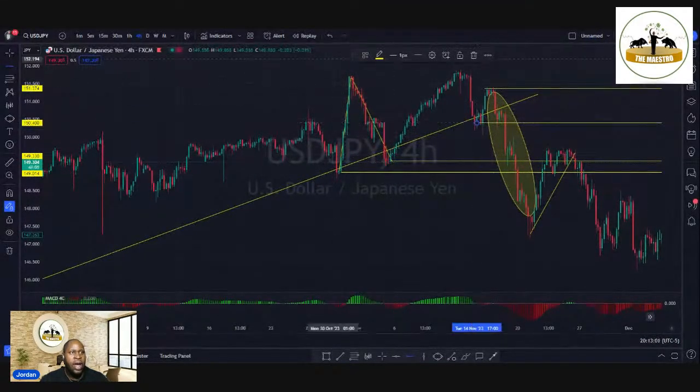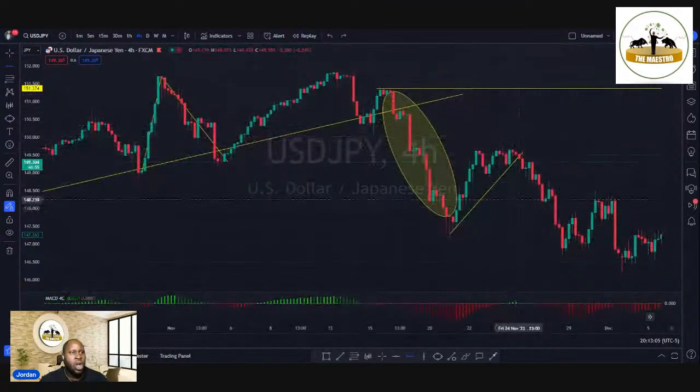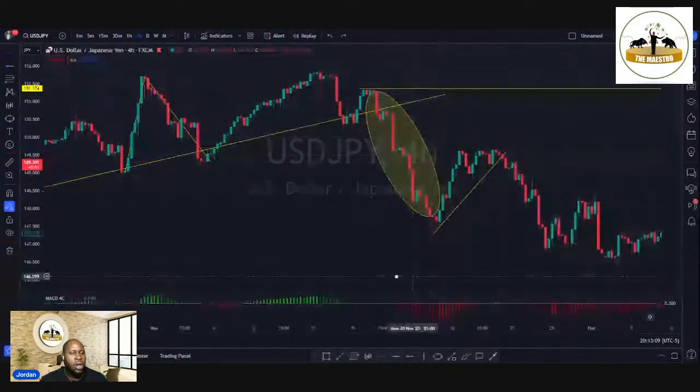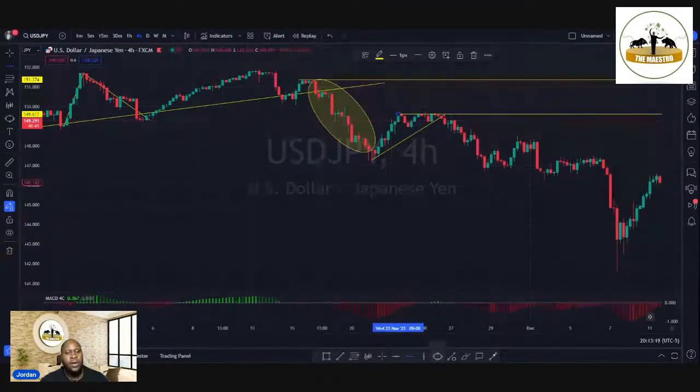uptrends. For downtrends, we want to make sure we're making lower highs, okay? We want to make sure we're making lower highs. That's how we test out our retest for downtrends. So over here, starting with the first high is over here, the next high is over here. We're good. That's a retest, a valid retest before it falls.